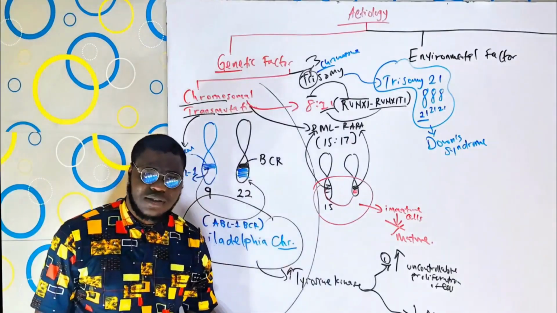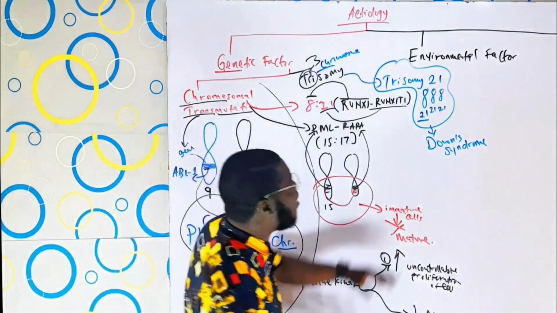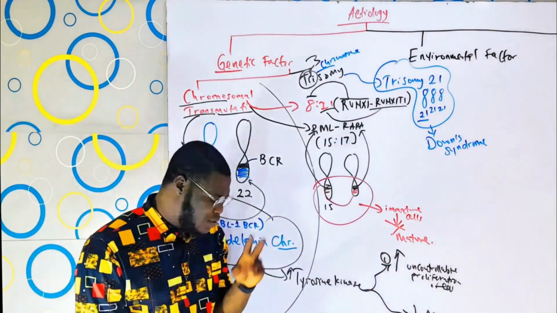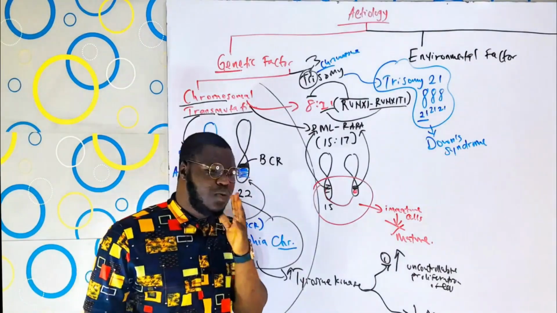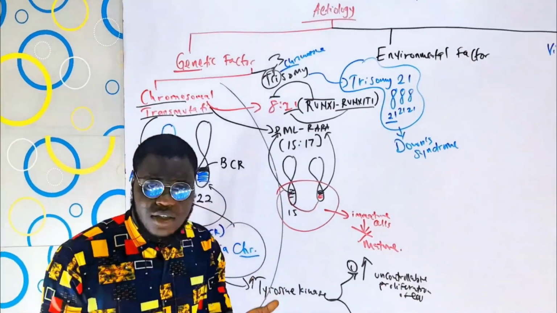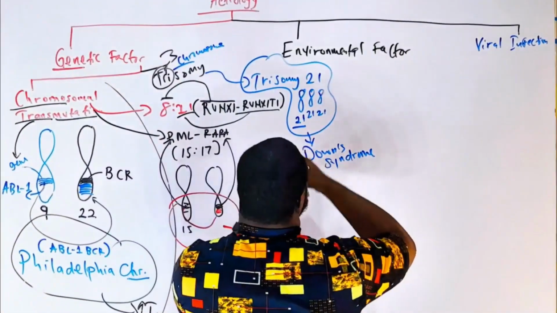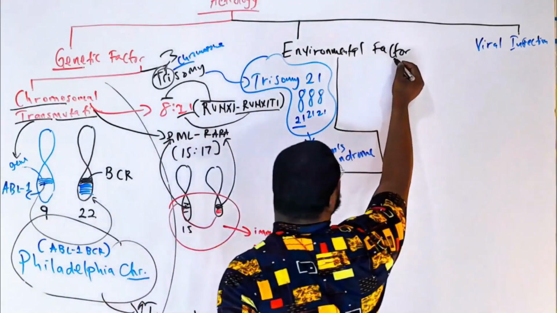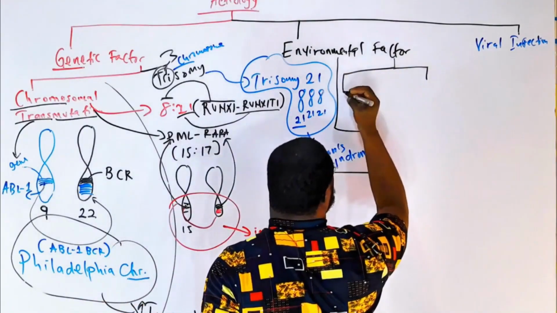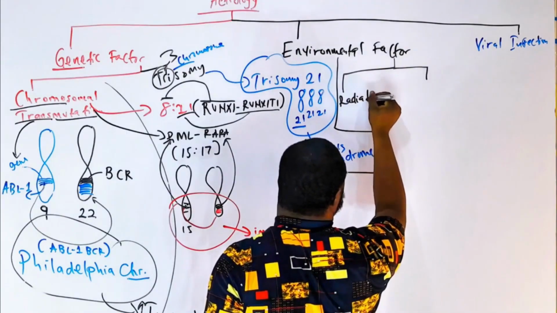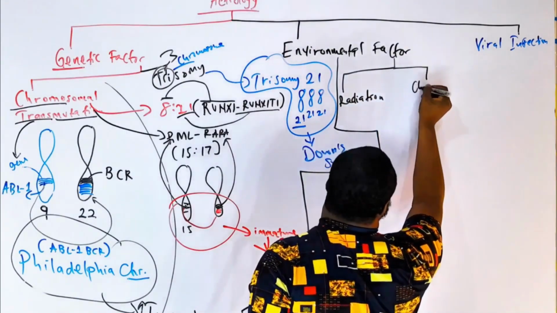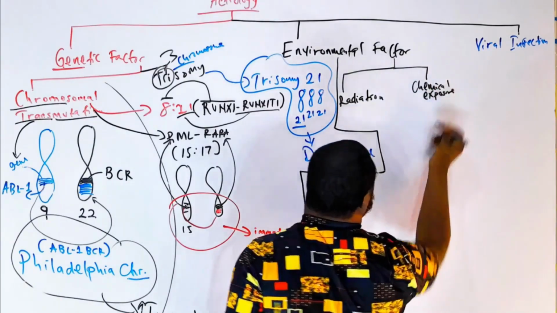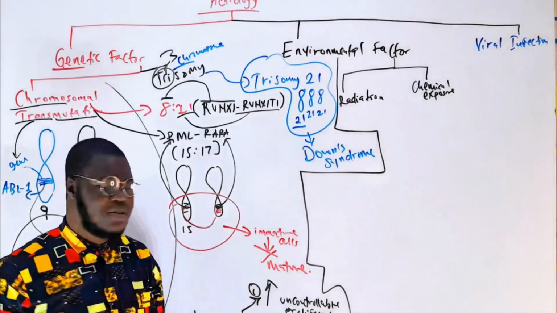We still have a lot of things on the genetic side, but I don't want to disturb you too much. Now, what about the environmental factor? The environmental factor revolves around mainly two things. The first one is radiation itself. And the other one is chemical exposure. Now, what is radiation, and how can it cause leukemia?